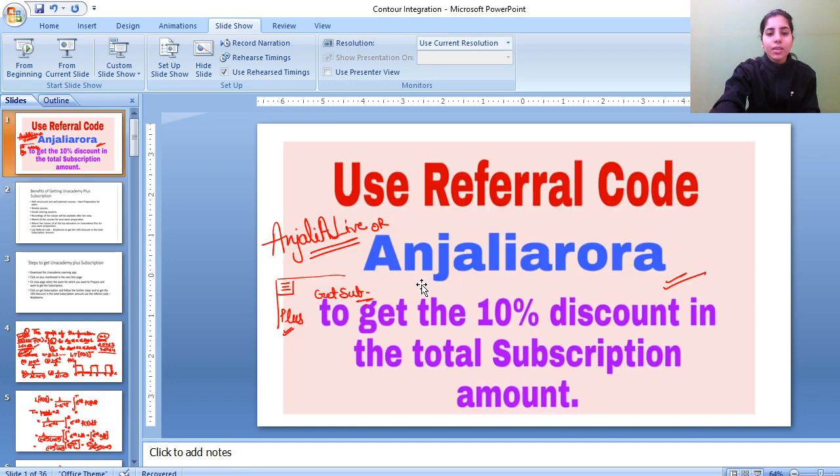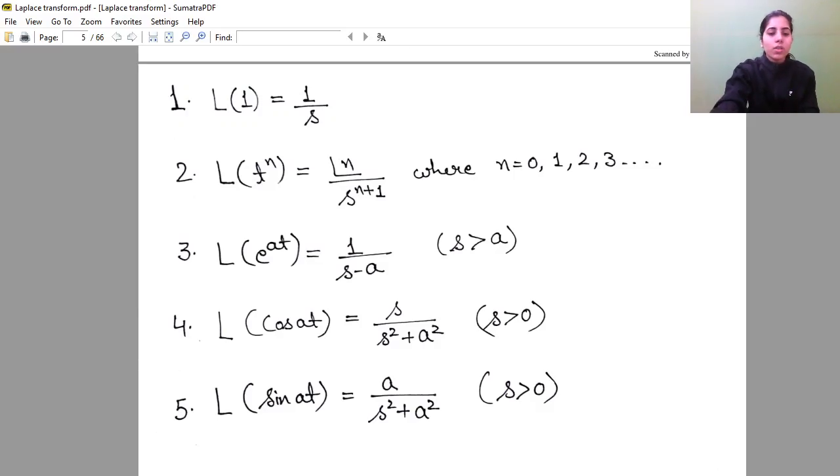Clear? After this guys, let me just show you the formula once again. So still if you have any doubt or any difficulty, you can tell me about it.